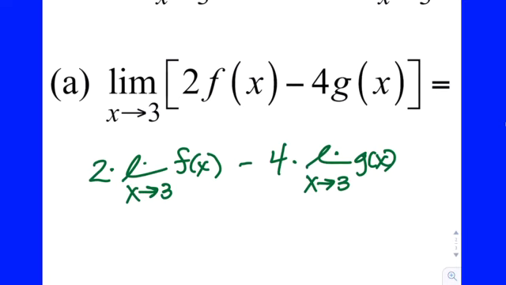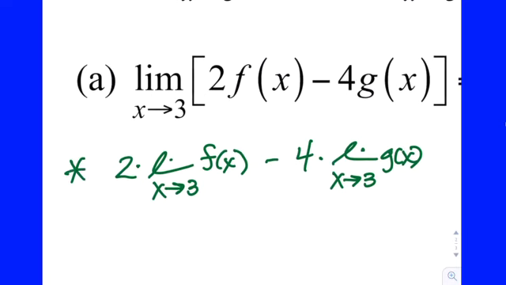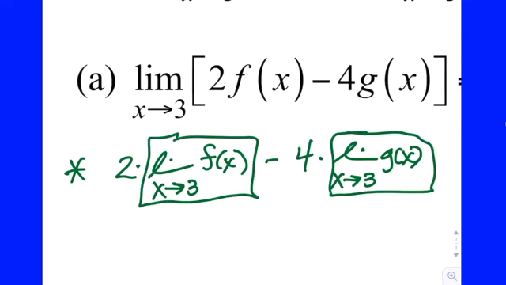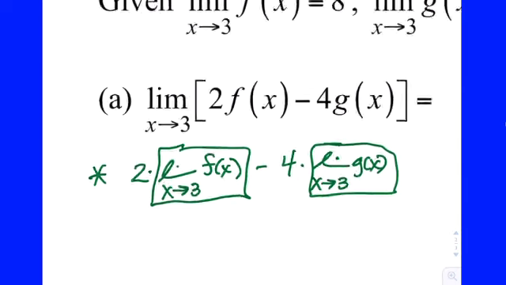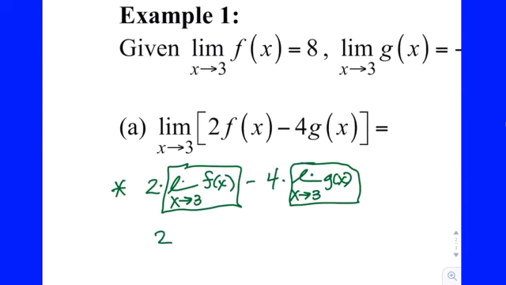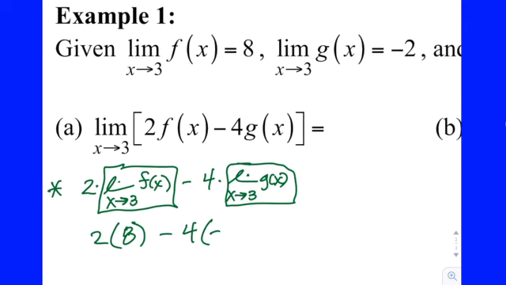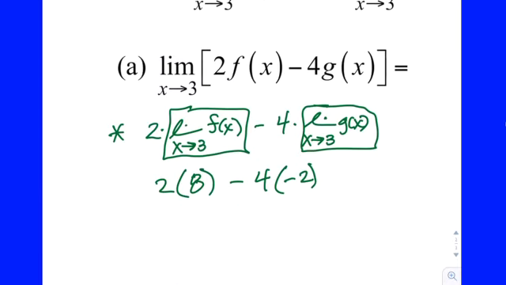Now this line right here is an optional line for you. If you don't want to write that, you don't have to. But this is why the properties work, because what I've done is narrow it down to information that was actually given to us, right? So now it's just a matter of substituting. What is the limit as x goes to 3 of f? 8, right? Minus 4 times the limit as x goes to 3 of g, which is negative 2. So at that point, we could substitute in, and then we just combine it from there. Free response, you're done, right? If this were a free response. Multiple choice, you keep going. That's 16 plus 8, which is 24.